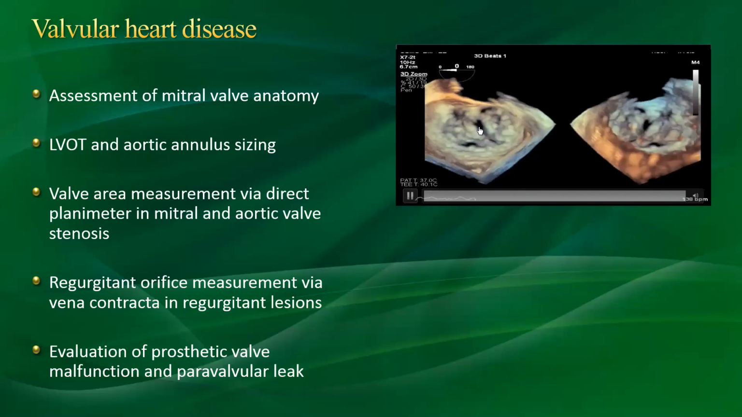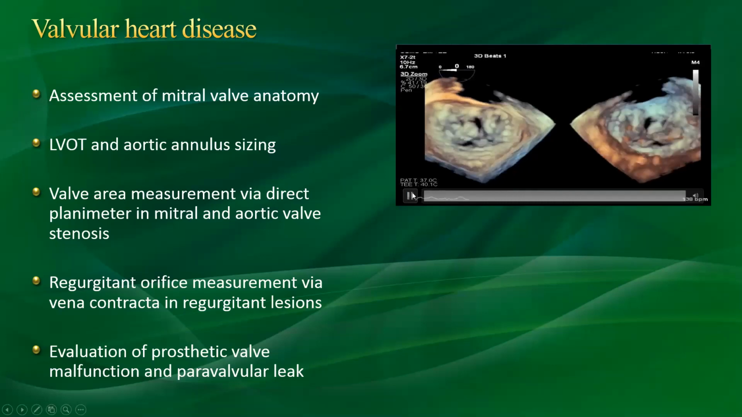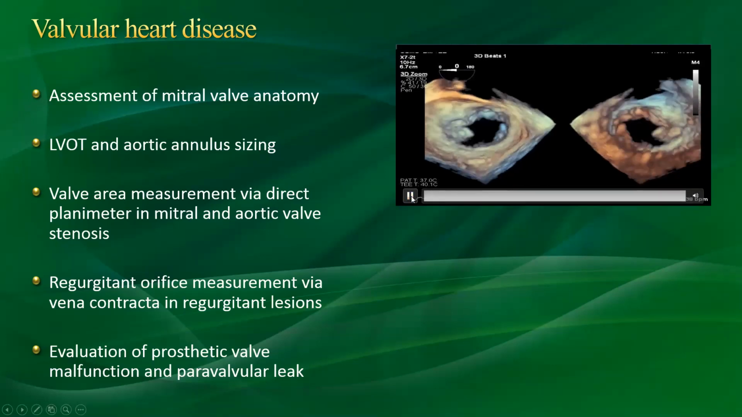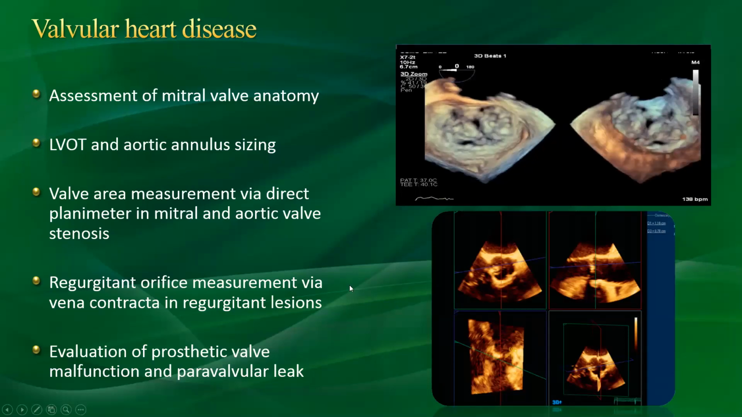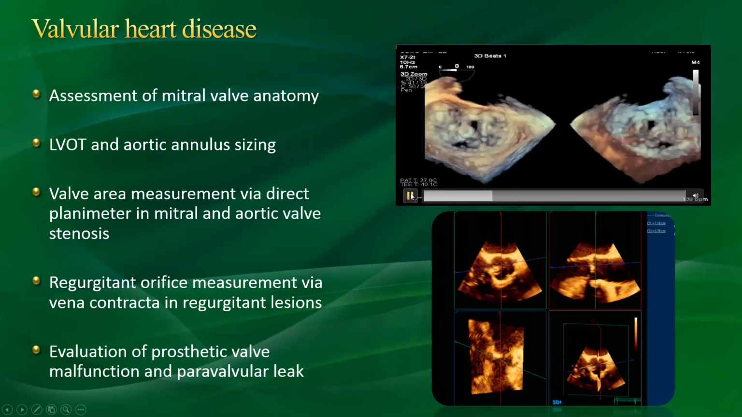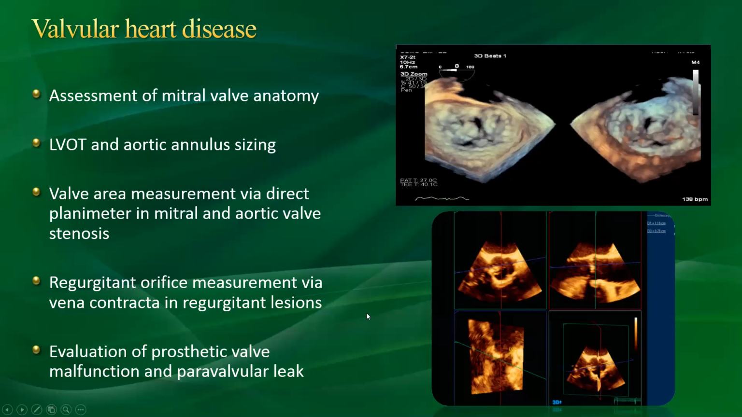Of course, when you see a dropout, it's not enough. You have to add color to see the regurgitant volume. So keep that in mind, because 3D has a limitation with the dropout phenomenon. Now, for assessment of the aortic valve annulus and LVOT, as I said, CT scan is the gold standard for doing that, but in some cases we can still use 3D echo to assess the aortic annulus and the LVOT area.